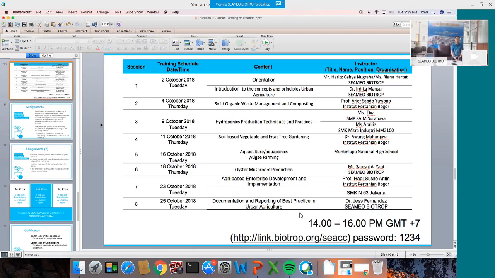On October 11, that will be Thursday, we will have Dr. Awang Harijaya, also from the University of Agricultural Bogor University, and he's also one of our affiliate scientists, and he will be discussing soil-based vegetable and fruit tree gardening. In fact, Dr. Awang is one of our experts in our ongoing fruit production project involving 30 vocational agricultural schools in 15 provinces in Indonesia.